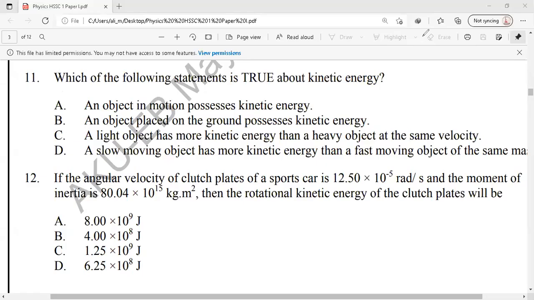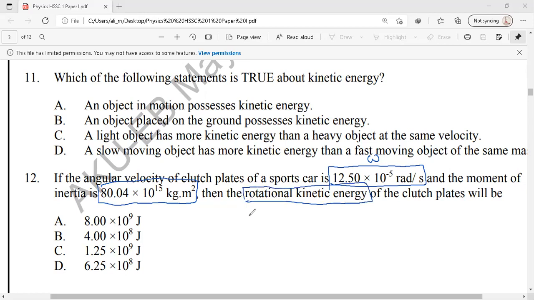Let's come to question number 12. The angular velocity of the clutch plate of a sports car is 12.5 × 10^-5 radians per second, that is omega, and the moment of inertia is 80.04 × 10^15 kilogram meter squared. Then the rotational kinetic energy of the plate will be.